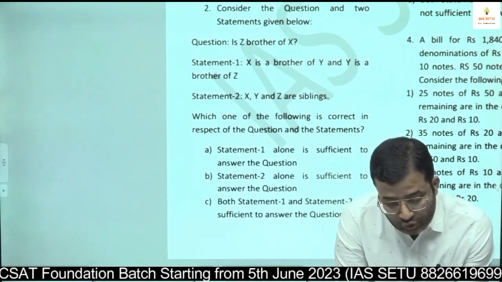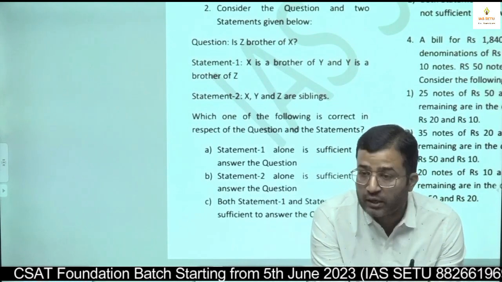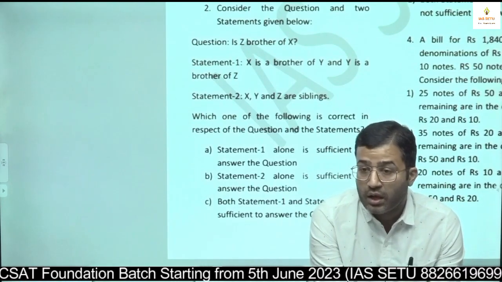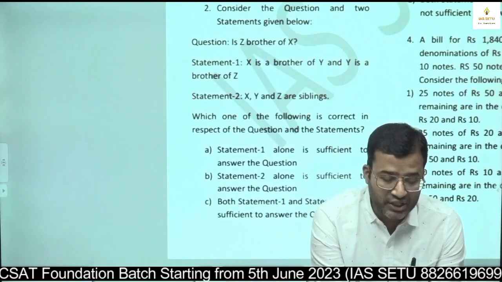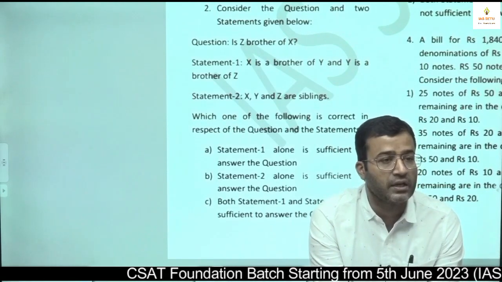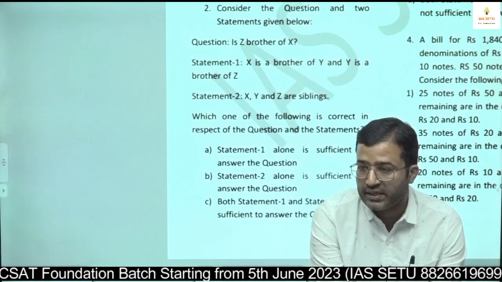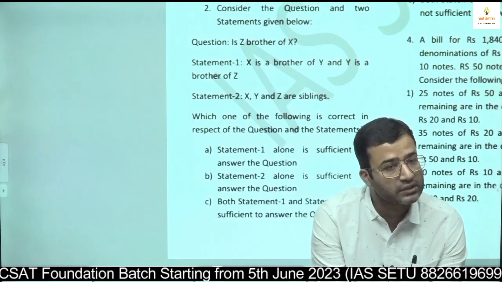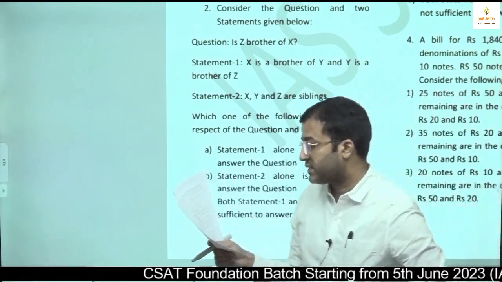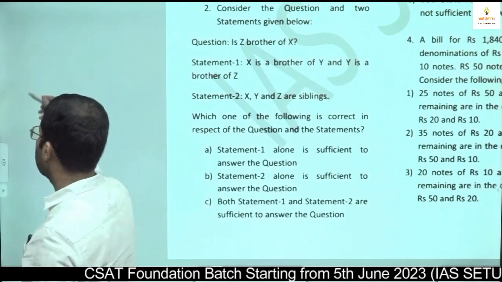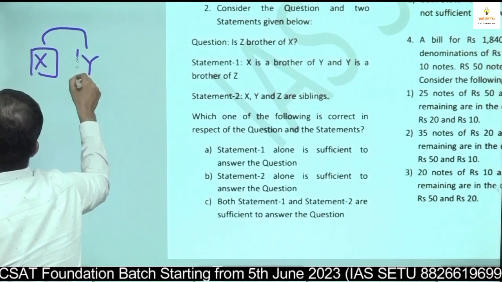Next, question number 2. Consider the question and 2 statements given below. Is Z brother of X? Is Z brother of X? Yes, no. अगर Z कंफर्म हो जाए कि सिस्टर भी है, then also I'm happy. वो पूछ रहा है Z X का भाई है, yes या no, but confusion नहीं चाहिए. Statement number 1, X is brother of Y. Y is brother of Z.